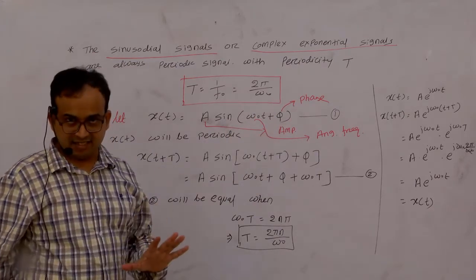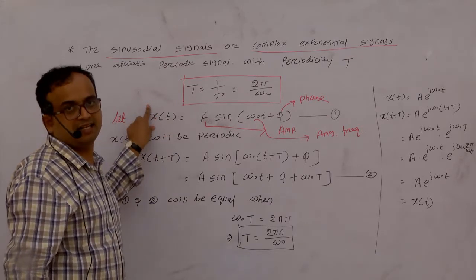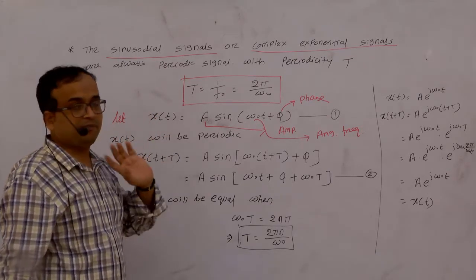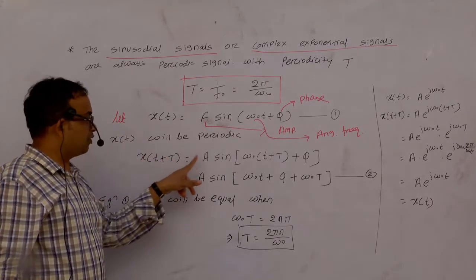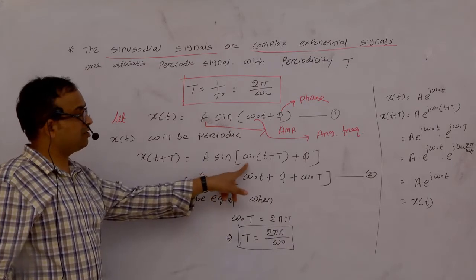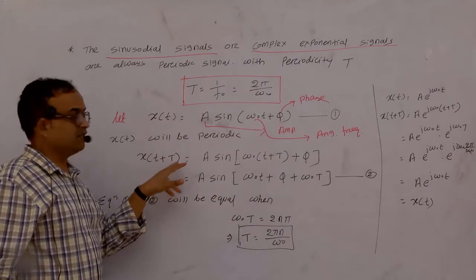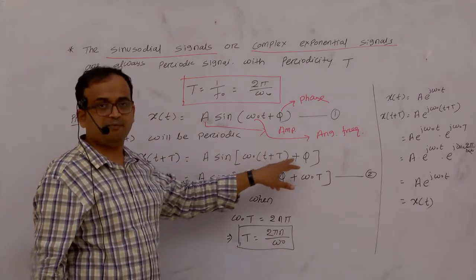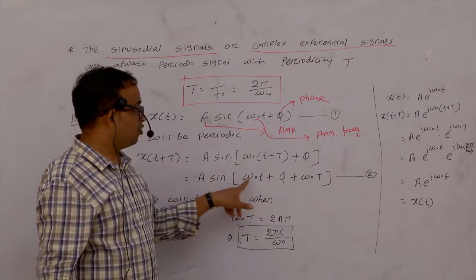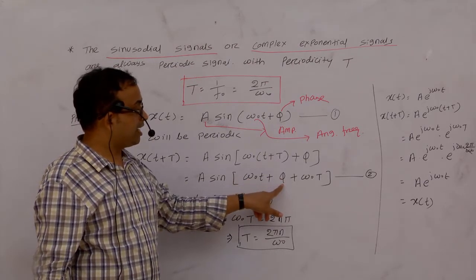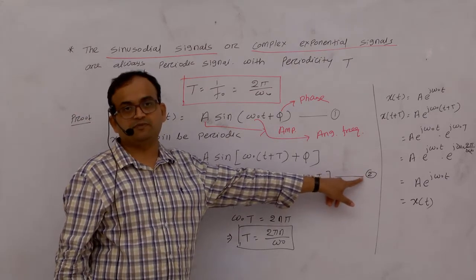We have assumed that x of t is a periodic signal. So due to the periodicity, x of t plus T equals A sin(omega 0 (t plus T) plus phi). In place of t I am writing t plus T. Multiplying it out, it comes like this: A sin(omega 0 t plus phi plus omega 0 T). Let me take this as equation number 2.